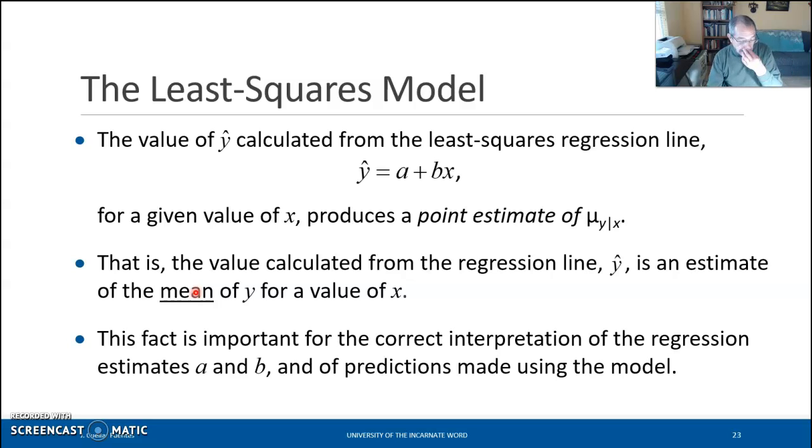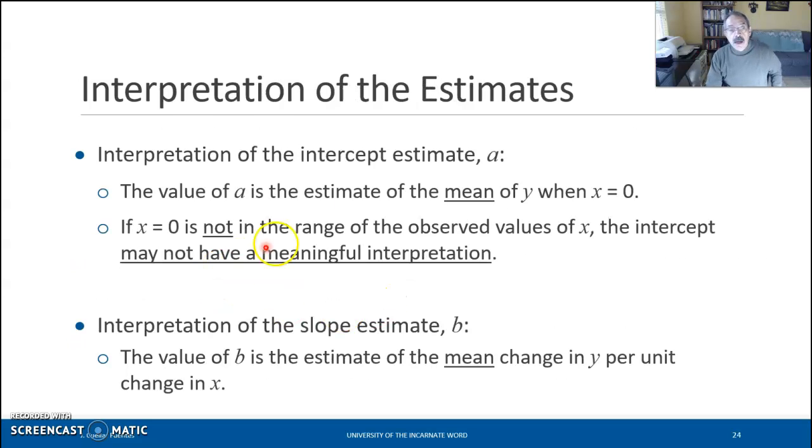This is a very important consideration as we interpret the coefficients, or rather the estimates of a and b, and the predictions that we make with this model. All right, let's see how we interpret the coefficients. So the intercept is just the mean of y when x is equal to 0.